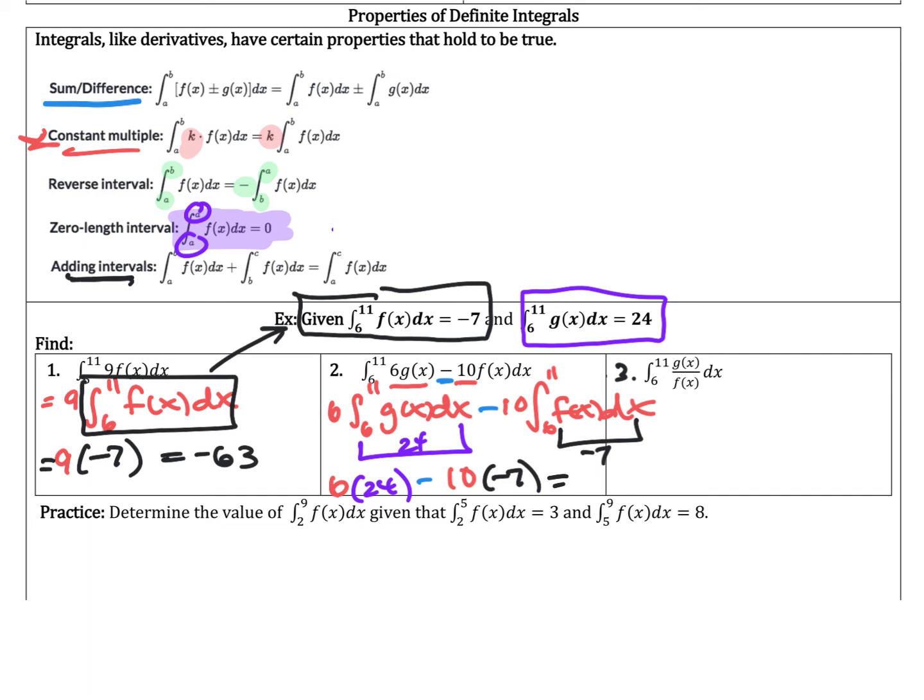144 plus 70 is going to be 214. And there's actually an error in number 3. We can't simplify using division, so there's actually nothing that we can do on number 3. We're just going to leave it exactly like that.